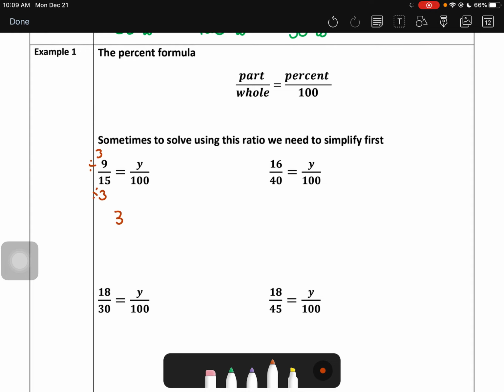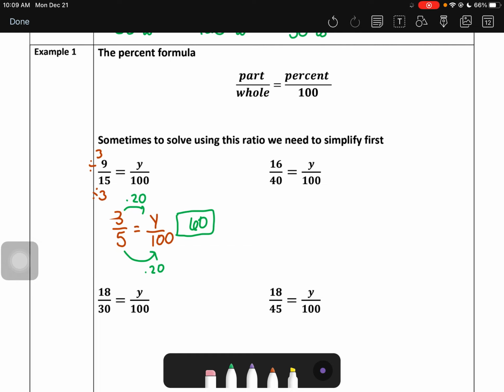So we get 3 over 5 equals y over 100. Now it's easier for us to know that 5 times 20 is 100. So 3 times 20 would be 60, and it would be 60%.